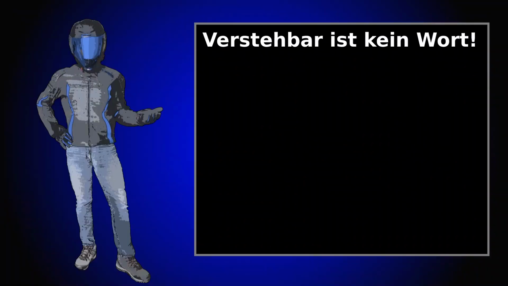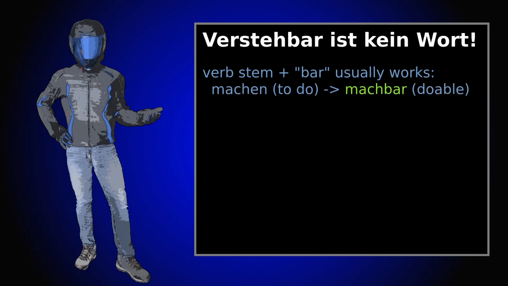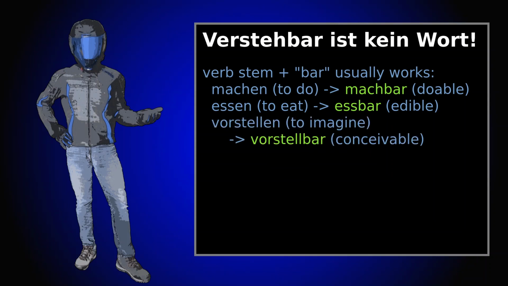Verstehbar is not a word. It should be, it fits the pattern, but it isn't. Just like we can in English, you can usually take a verb in German and add the suffix bar to indicate that whatever the verb describes is possible. For example, from machen we get machbar, from essen we get essbar, from vorstellen we get vorstellbar, and so on.